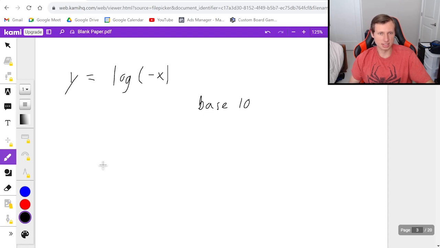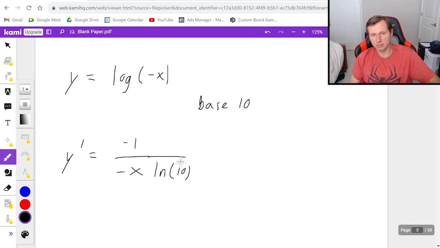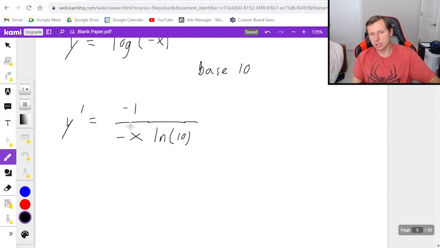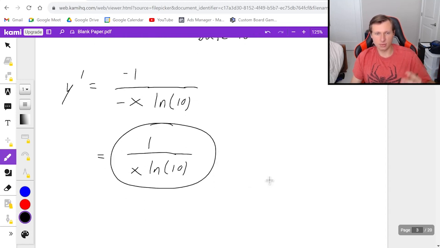Okay, here we go. Y prime equals, first, I don't care about the base 10, I'll do that last. The derivative of negative x is negative 1 divided by negative x. And also in the denominator needs to be the natural log of 10. Again, because of that base rule. So it looks like this is good. The negatives cancel. And our final answer is 1 over x natural log of 10. And that's it. There we go.